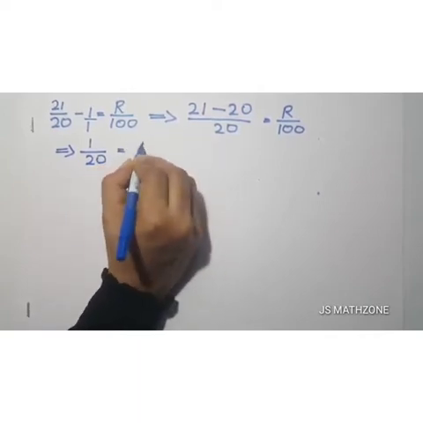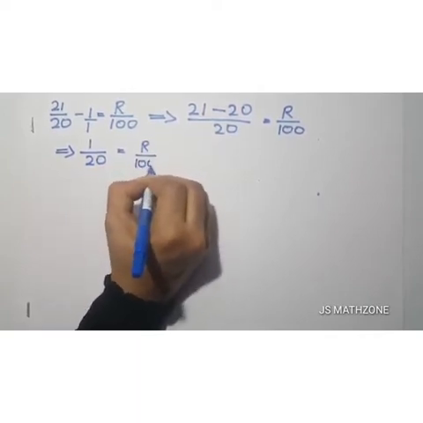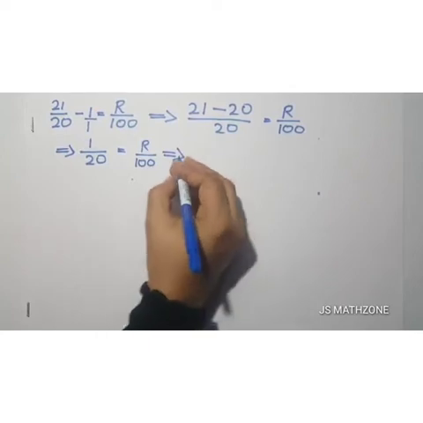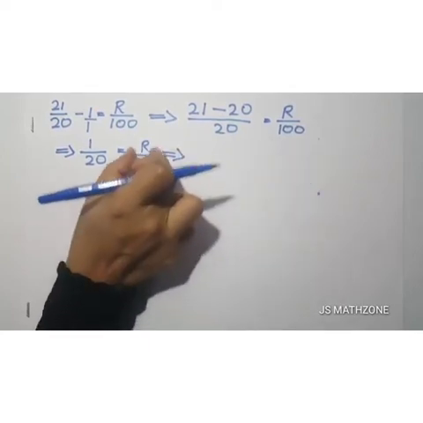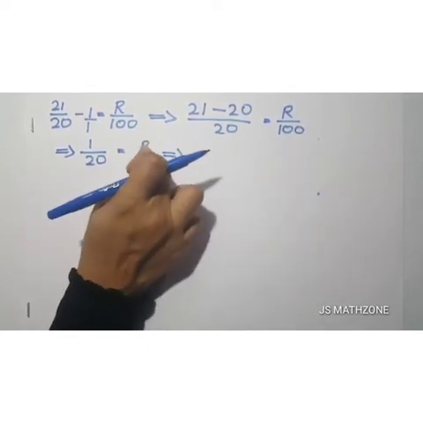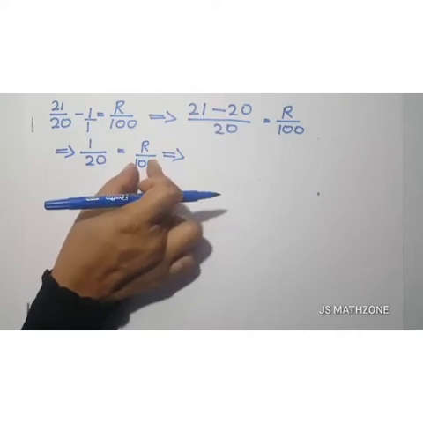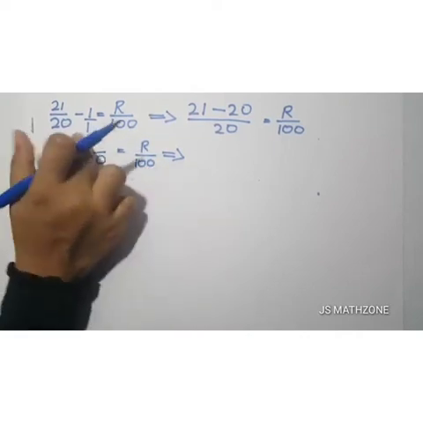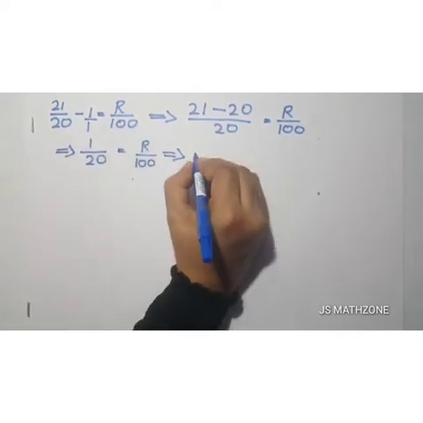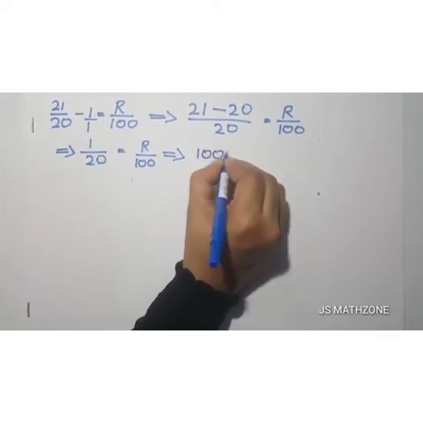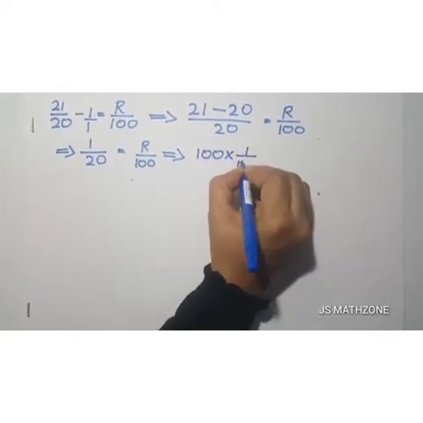What is the next step? Next we want to cross multiply that. That is 1 into 100 is equal to R into 20. We are cross multiplying that expression. We want to find the value of R. It is the value of R that we need to find, because our question is what is the rate of interest.